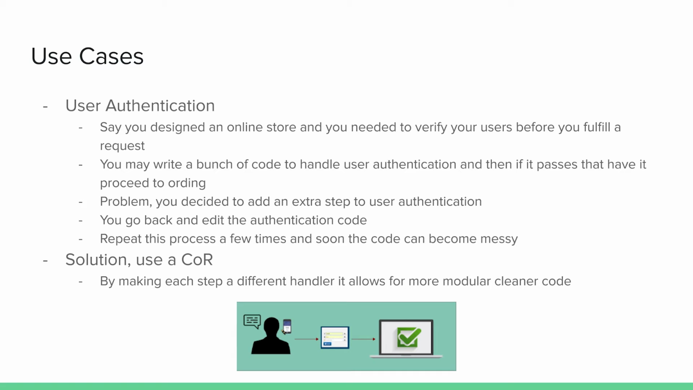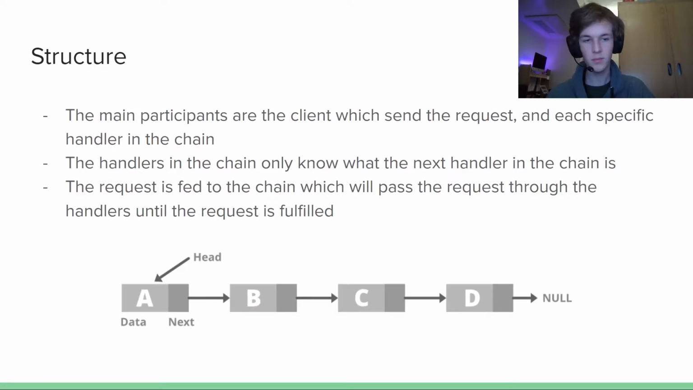Well, this is where chain of responsibility comes in. So by breaking down each of those processes into its own step, which handles the request separately, it actually makes much cleaner code. The main participants in the Chain of Responsibility design pattern are the client, which sends the request, and each specific handler in the chain.